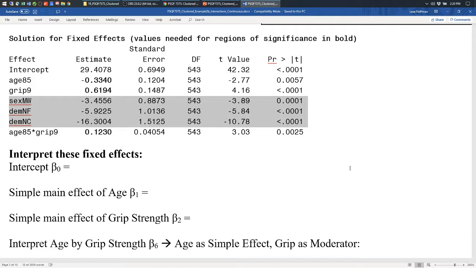Are these conditional or unconditional? Unconditional. Are they marginal or are they simple? Marginal. This is the gender difference for any kind of person. These are the dementia group differences for any kind of person. So we don't have to use conditional language the same way that we will for age and grip strength.